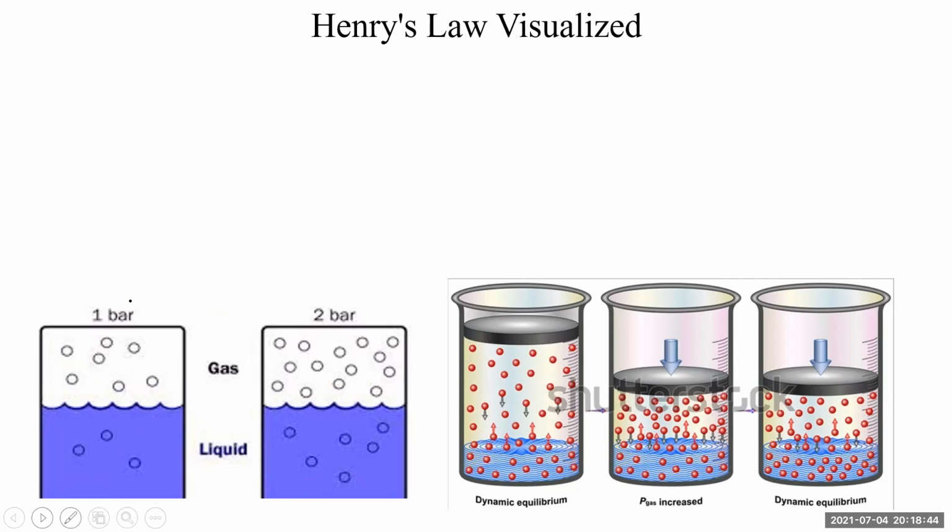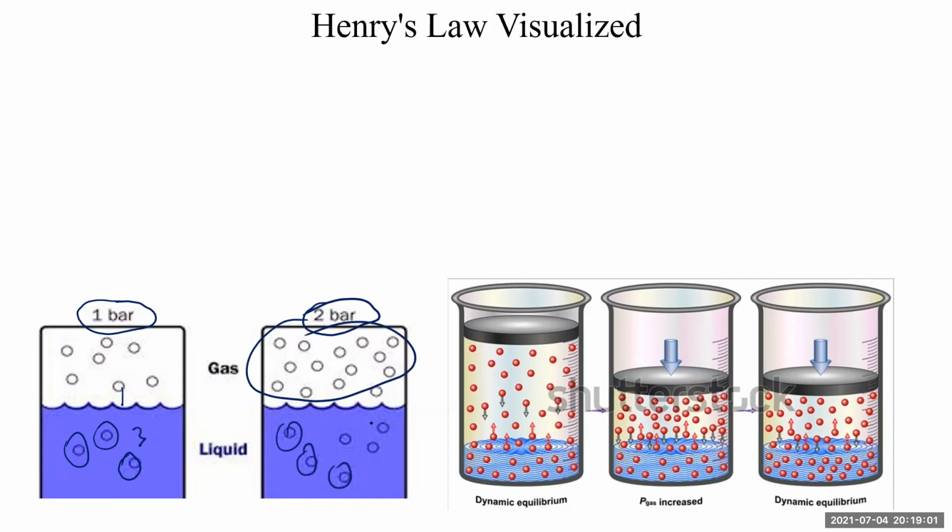So this is just Henry's law visualized. At one bar, which is just above atmospheric pressure, you have a certain amount of these gas particles dissolved inside the water. If you double the partial pressure above the liquid, guess what? We had 3 gas particles here, and now we have 3 new gas particles. We have a total of 6 gas particles. We double the pressure above the liquid, therefore we double the soluble gas particles inside the liquid.